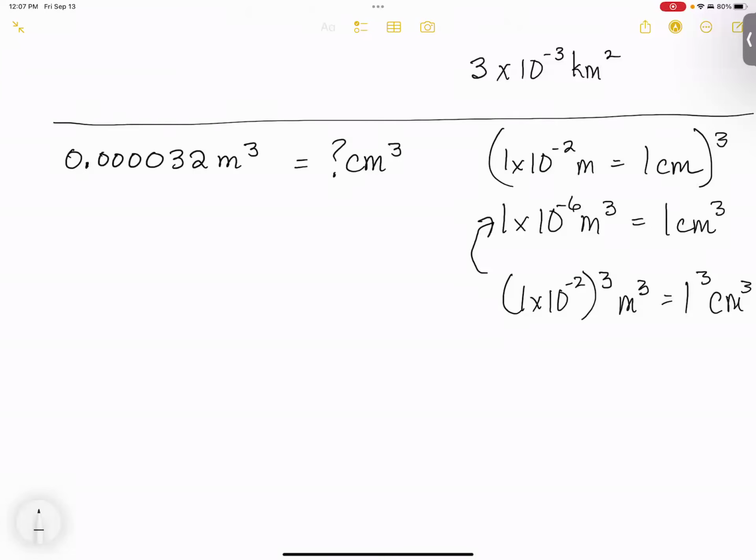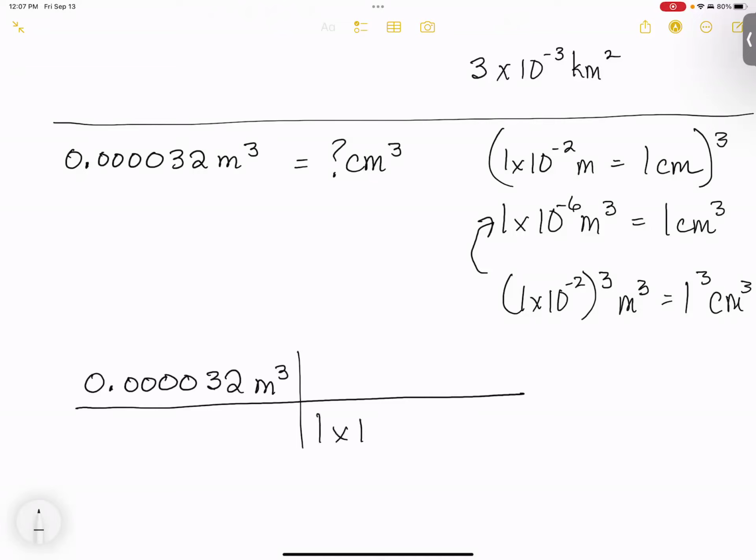So I did the same thing as I did previously. Now that I have meter cubed, I can actually use that value in my conversion. 1 times 10 to the minus 6 meter cubed is equal to 1 centimeter cubed. Or in other words, you get 32 centimeter cubed.